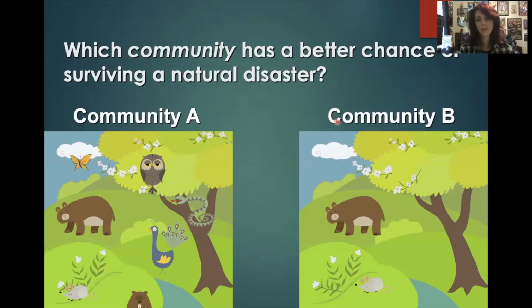Let's look at community B. We only have the bear and the rodent. All of our other little friends scampered away somewhere. So if this were to be subjected to a natural disaster, the likelihood that community A would bounce back is much higher than community B, simply because there's much more variation in community A compared to community B.